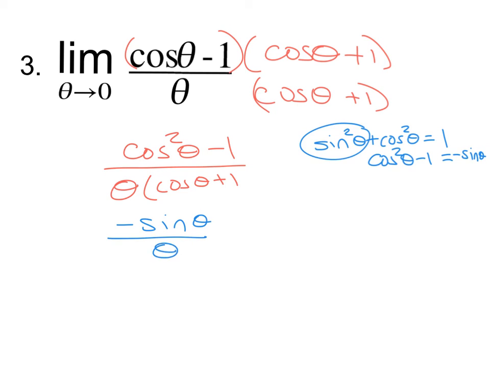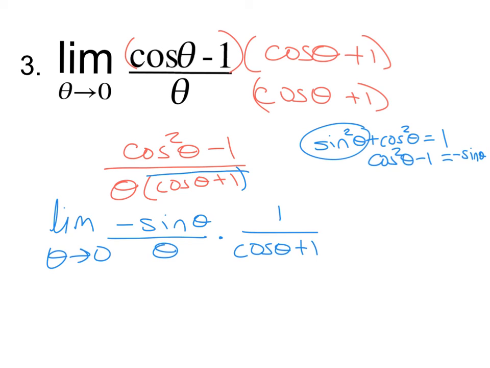over theta. And then what I'm going to do is take that bottom piece and write 1 over cosine theta plus 1. All right? So I just pulled this piece out, replacing cosine squared minus 1 with negative sine squared. So then the limit here is negative 1 times 1 over, plug in, what do we get? Cosine of 0 is 1, plus 1. So we end up getting negative 1 over 2.